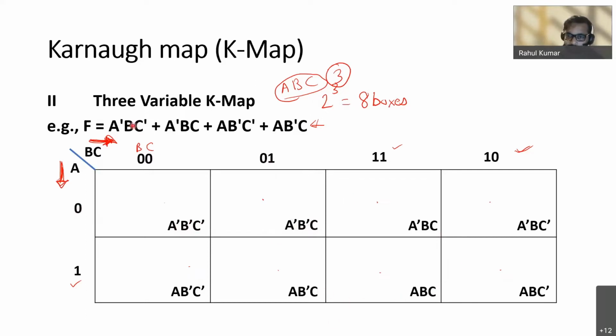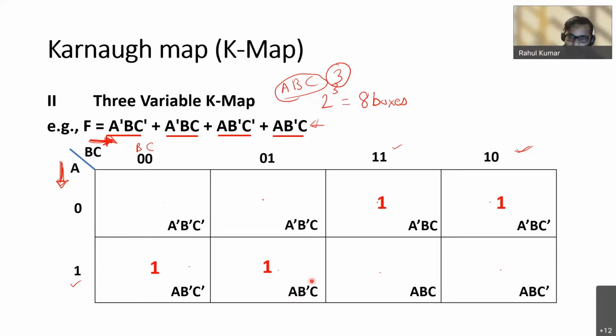And then we have to consider each term in the given Boolean function. In the given Boolean function, the first part is A dash, B, C dash. So find that box and put 1 in that box. Similarly, the second term is A dash, B, C. So I put a 1 there. The third term is A, B dash, C dash. So again, I've put a 1 in that box. And the last term is A, B dash, C. So I put 1 in that.